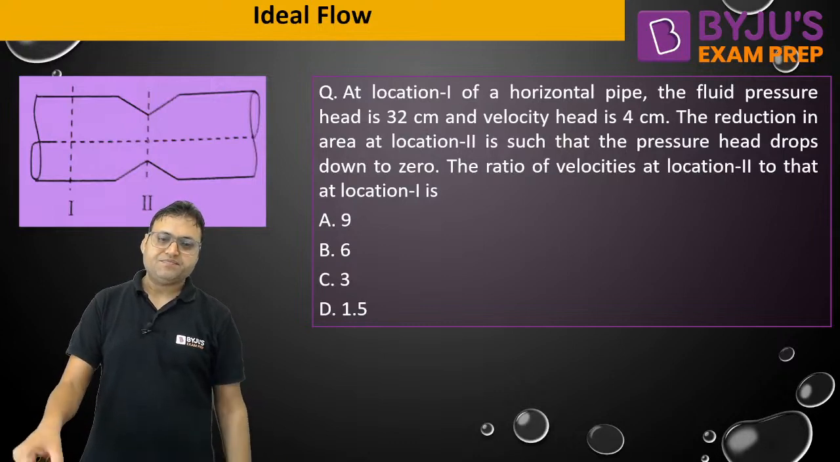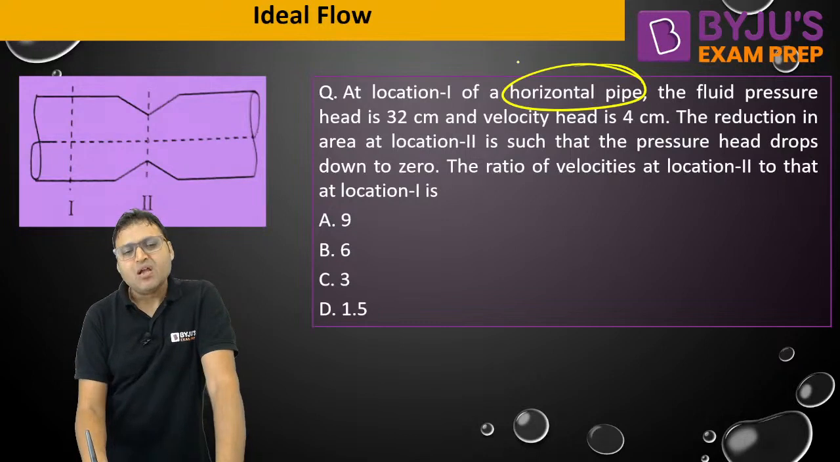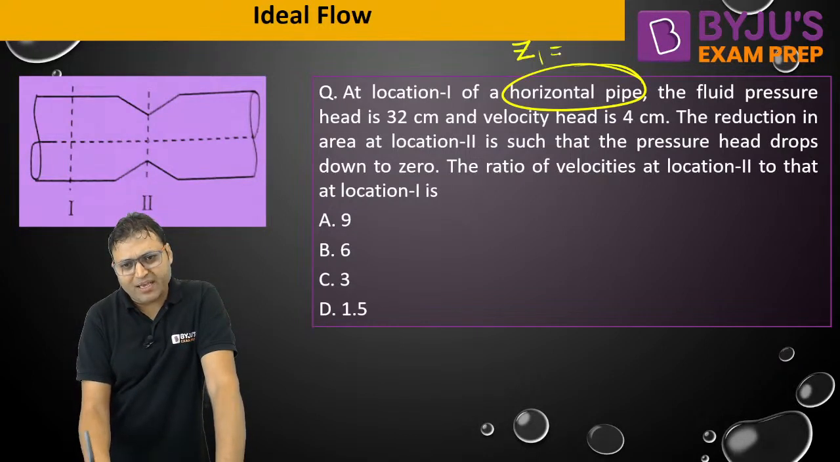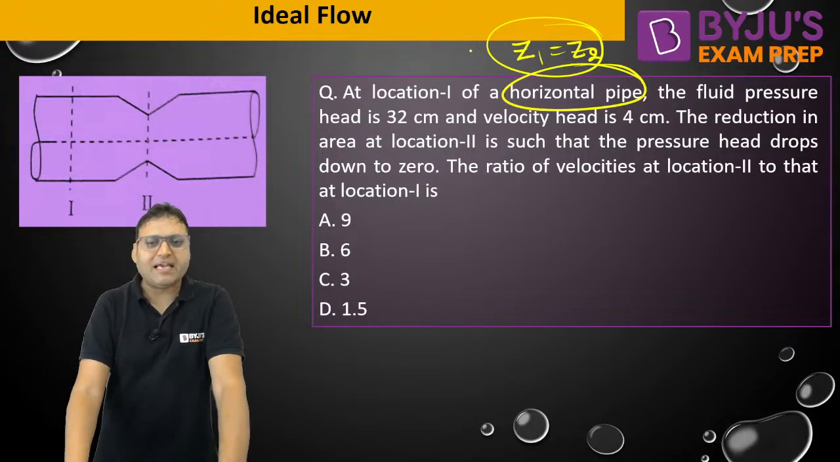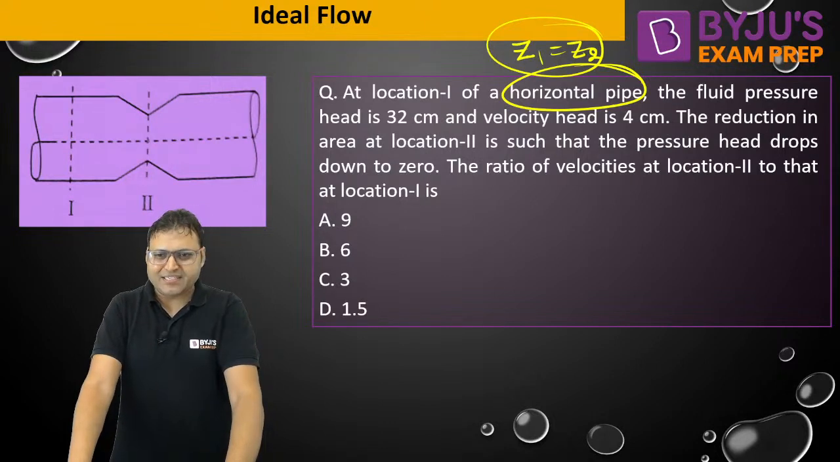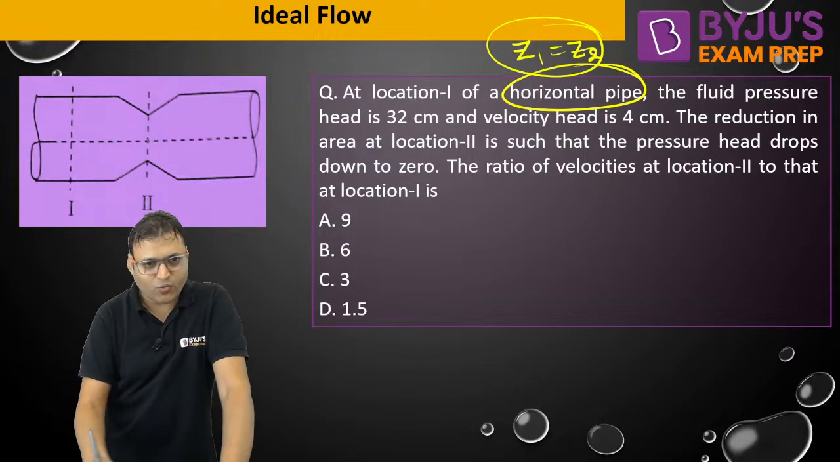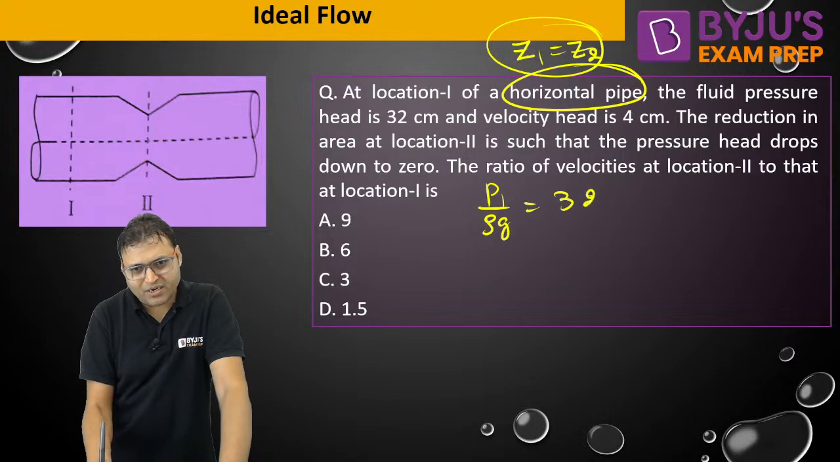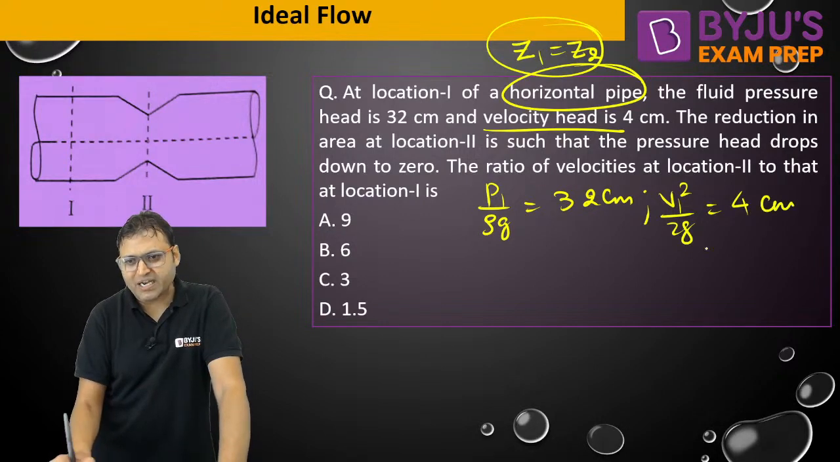Question says, at location 1 of a horizontal pipe, whenever the pipe is horizontal, Z1 is equal to Z2. Potential energy at 1 will be equal to potential energy at 2. The fluid pressure head is 32 centimeter. What is the meaning of that? It means P1 by rho G is equal to 32 centimeter, and velocity head, V1 square by 2G, is equal to 4 centimeter.